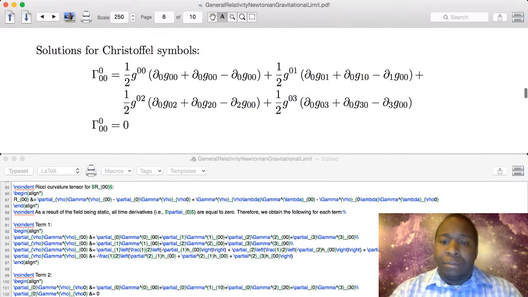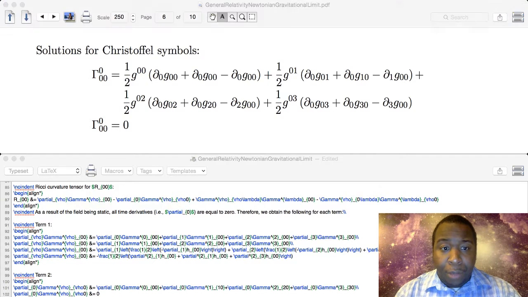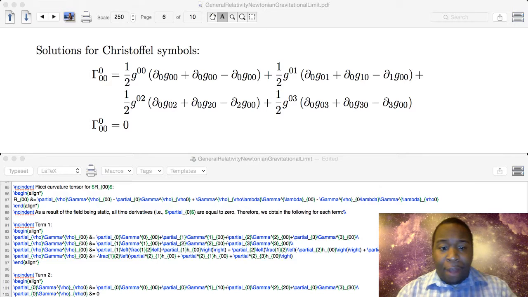And so I also have here the solutions for all the Christoffel symbols. We'll just work through a couple of them, and then hopefully you'll get the point of how to go about solving them.